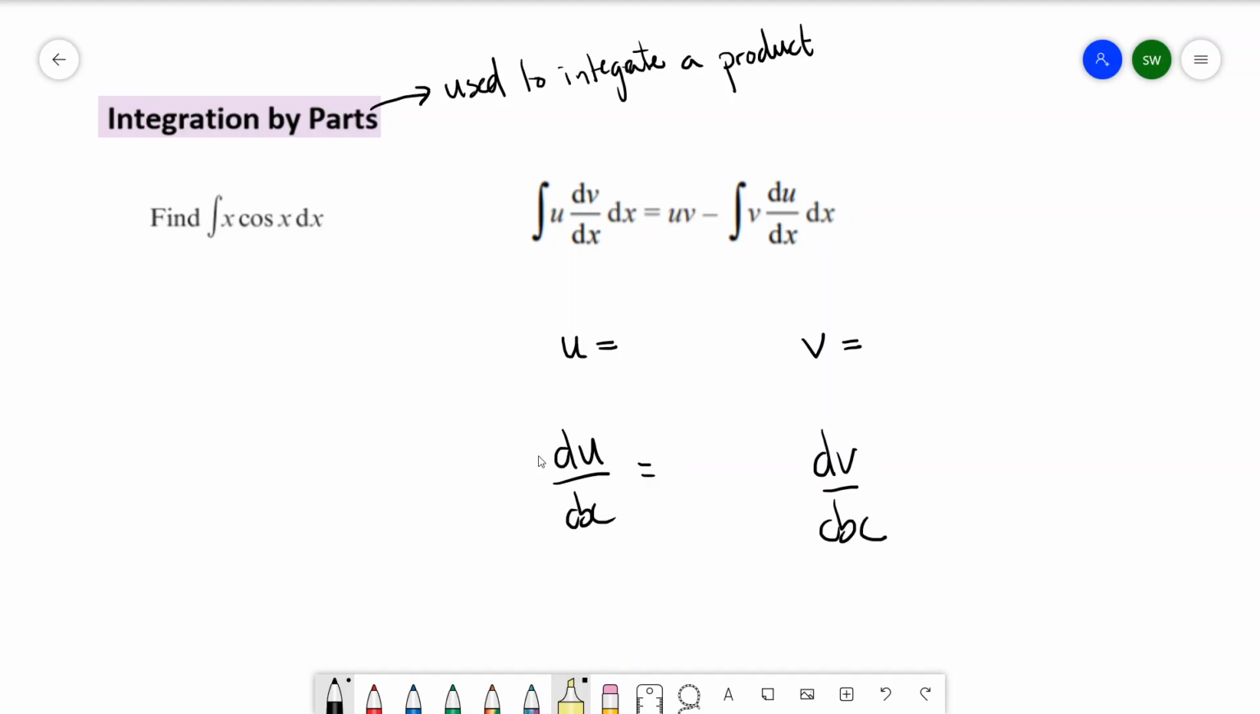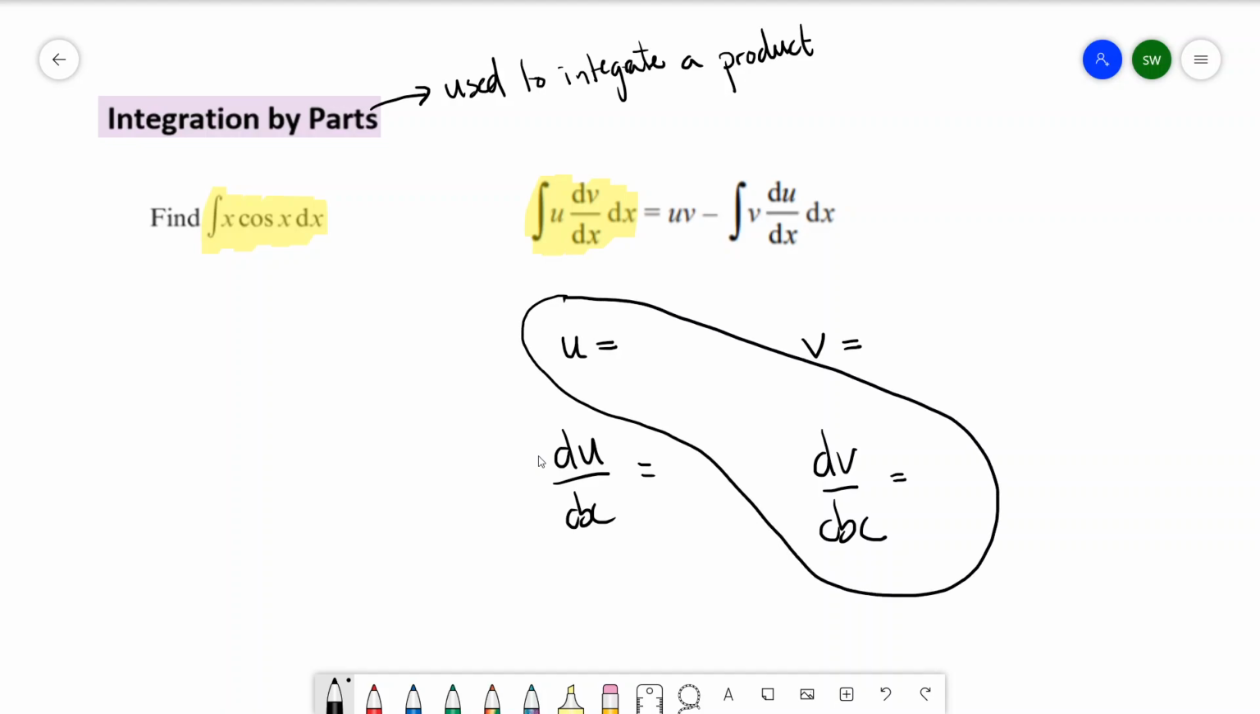In order to use this formula, we're going to try and make the integral that we're trying to find equal to the left-hand side of this formula. So we want u times dv by dx, and when we multiply these two terms together, we want x cos x. So we could either have u equal to x and dv by dx equal to cos x, or the other way around: u could be cos x and dv by dx could be x.